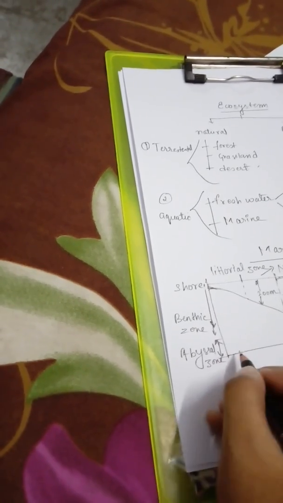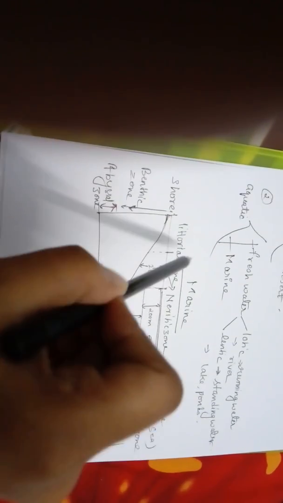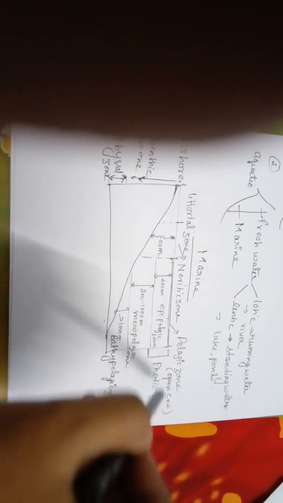So it's done. Let's have a look at what all zones we have marked. This is the littoral zone. This is the neritic zone, which is 200 meters deep. After that, there is the pelagic zone, the open sea region, which is far away from the shore and also far away from the bottom. The pelagic zone is further divided into different zones: epipelagic zone, mesopelagic zone, and bathypelagic zone.